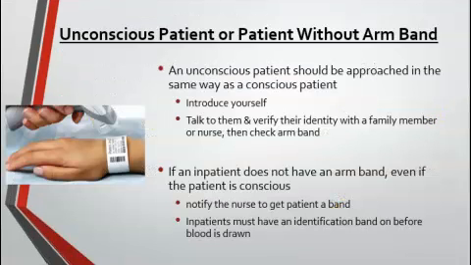Sometimes it might be necessary to collect a blood sample from an unconscious patient. In this case, you would approach the patient in the same way you would a conscious patient. You would still introduce yourself, and you would talk to them to identify their identity. Now, you could talk to a family member or a nurse, or check the armband of the patient to verify the identity. Again, you would still need two identifiers to ID the patient.